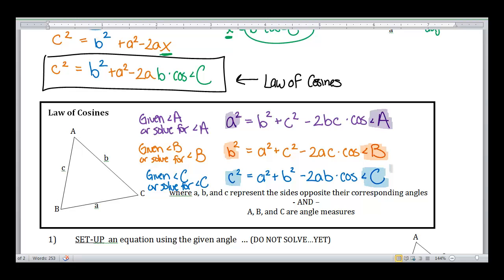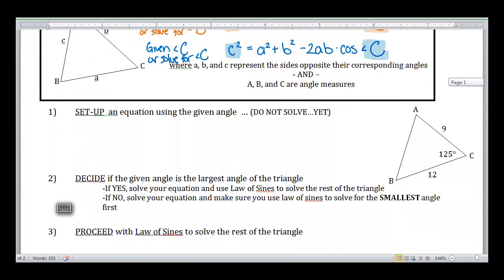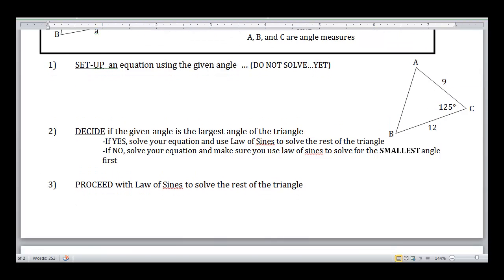And again, when I have side C squared, it's going to be equal to the cosine of angle C. So let's now look at the steps we want to go through to actually solve using the law of cosines. Say we're given the triangle below here. Because I am given angle C, that's going to tell me to use the C squared equals.